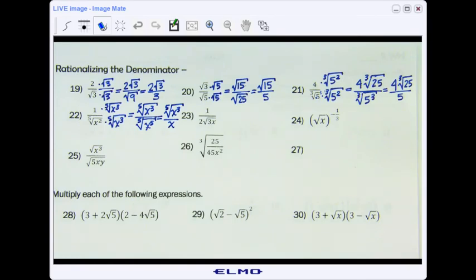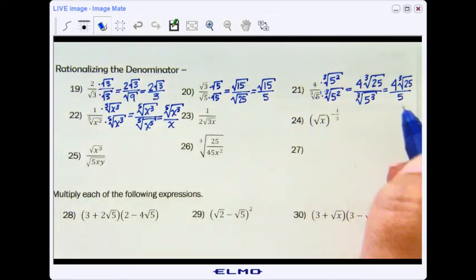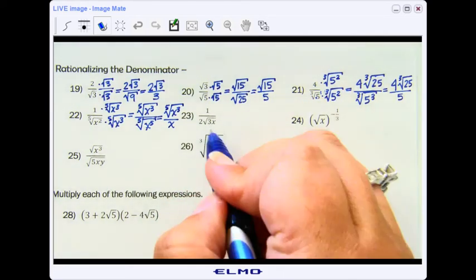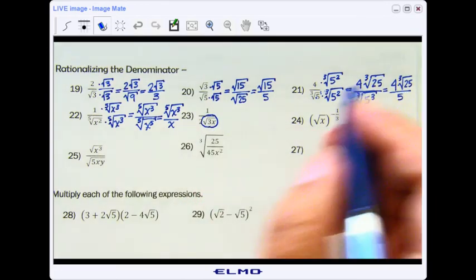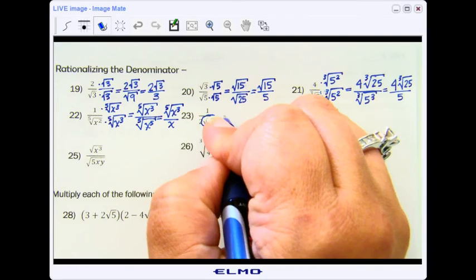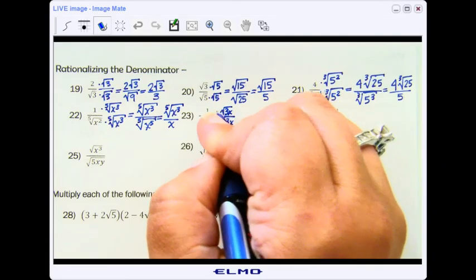In number 23, I have 1 over 2 square root of 3x. I just need to rationalize this part of the denominator. So I'm going to multiply the top and the bottom by the square root of 3x.